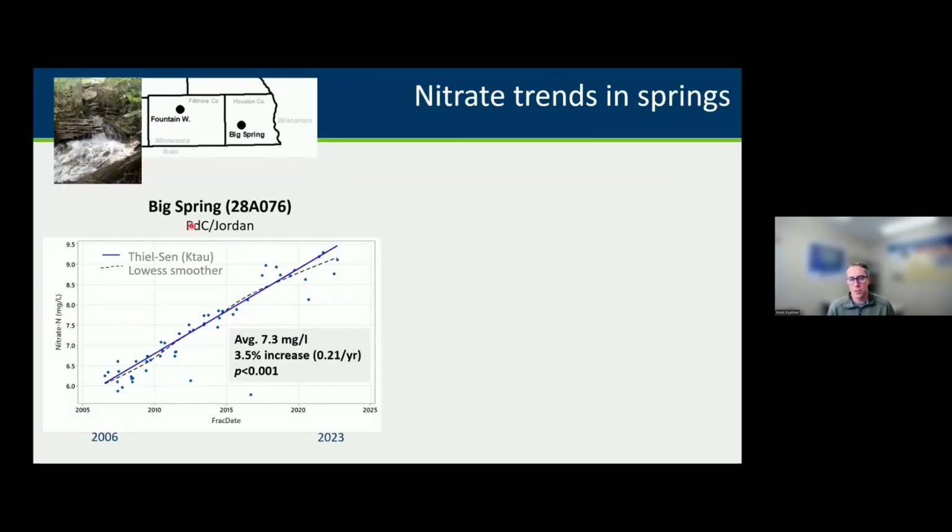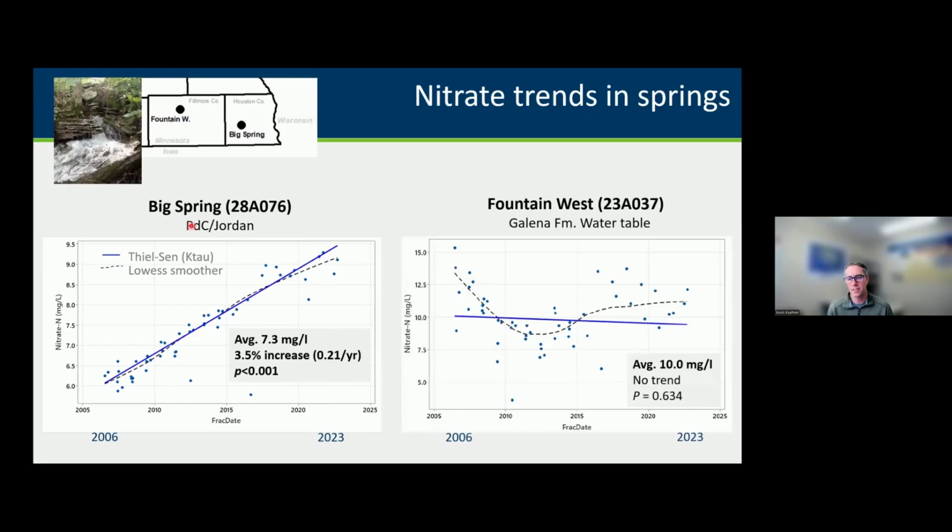So if we look at the nitrate trend data for Big Spring, this is what we found since about 2006. And it's very clear that we have an increasing trend at this site. It's increasing at a rate of about 3.5% per year, which equates to about 0.2 milligrams per liter. So based on this current rate and where we're currently at, it's probably within about 10 or 15 years that we're going to start to exceed that drinking water standard of 10 milligrams per liter at this particular spring.